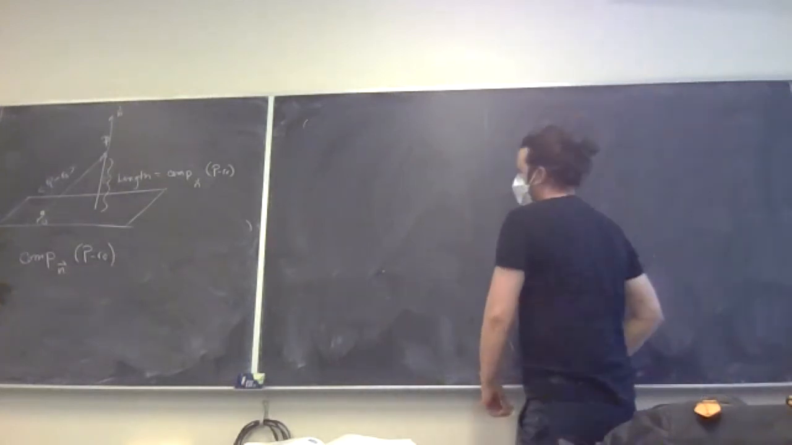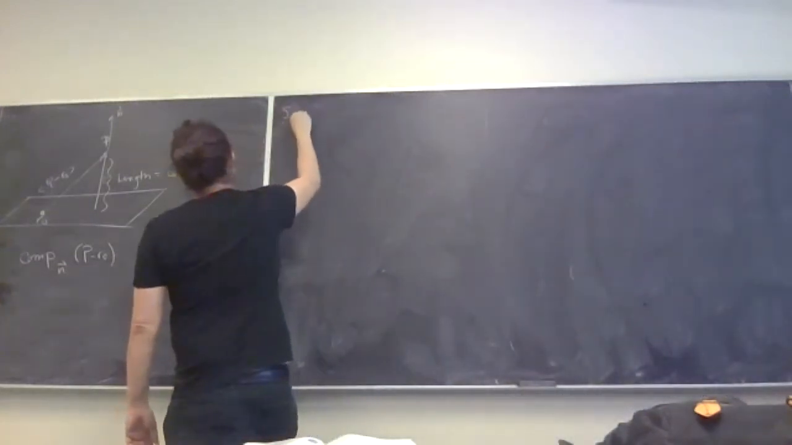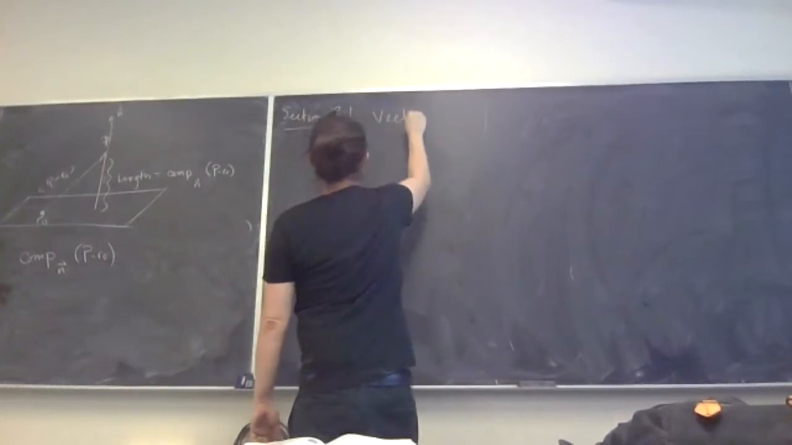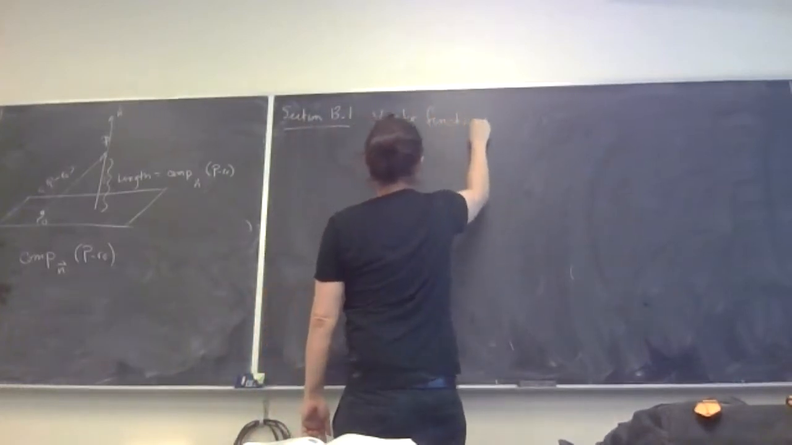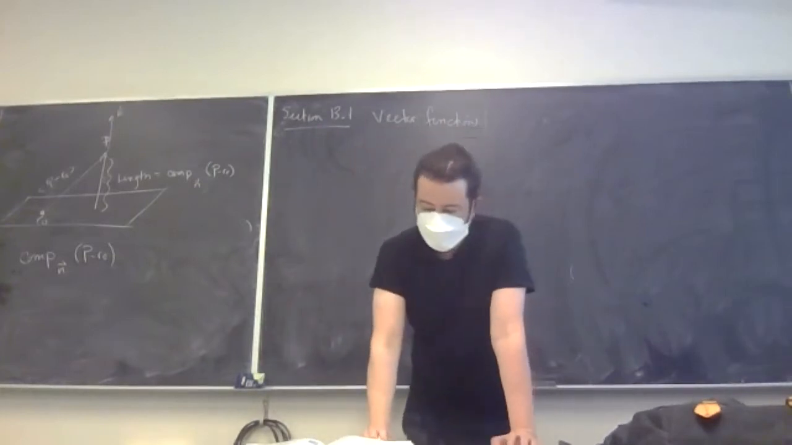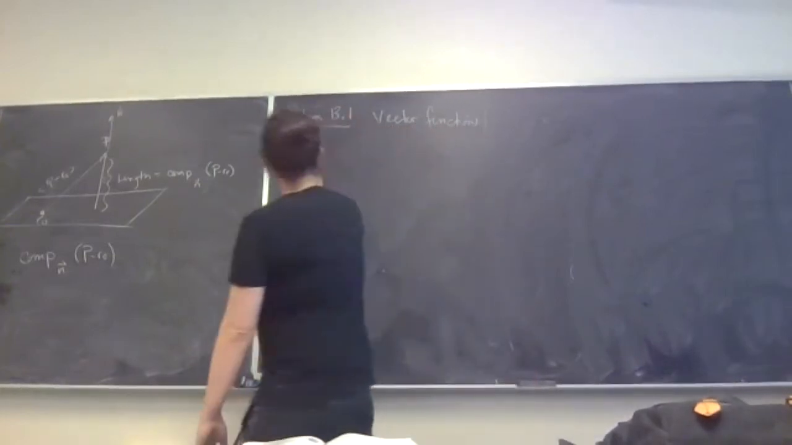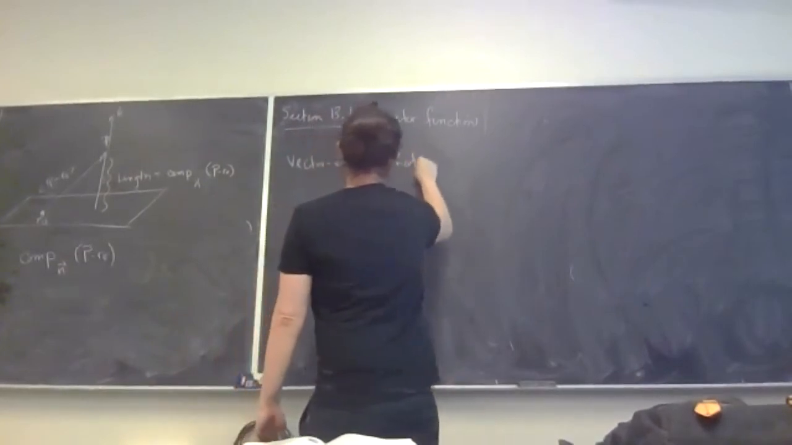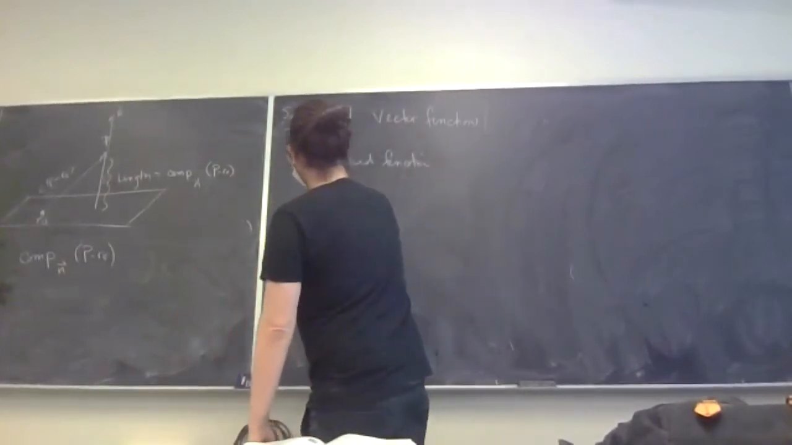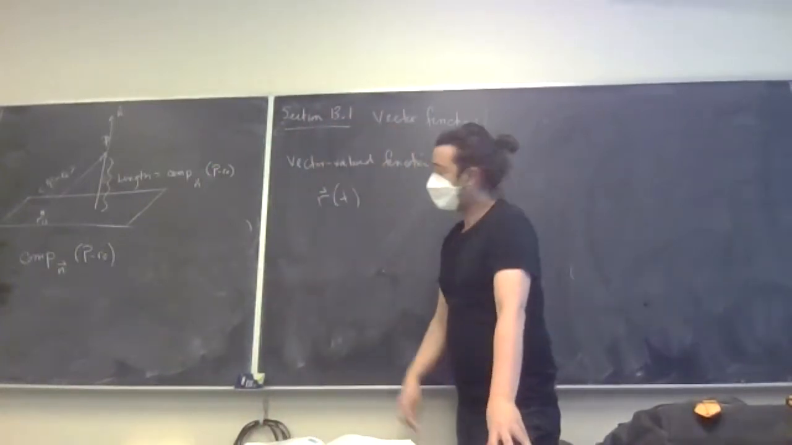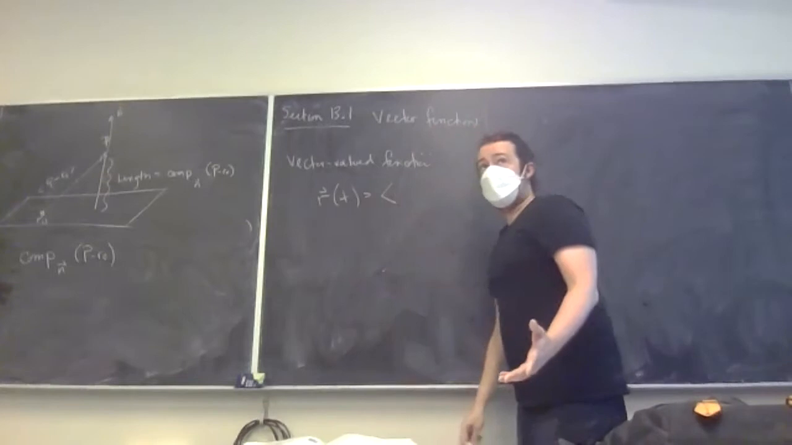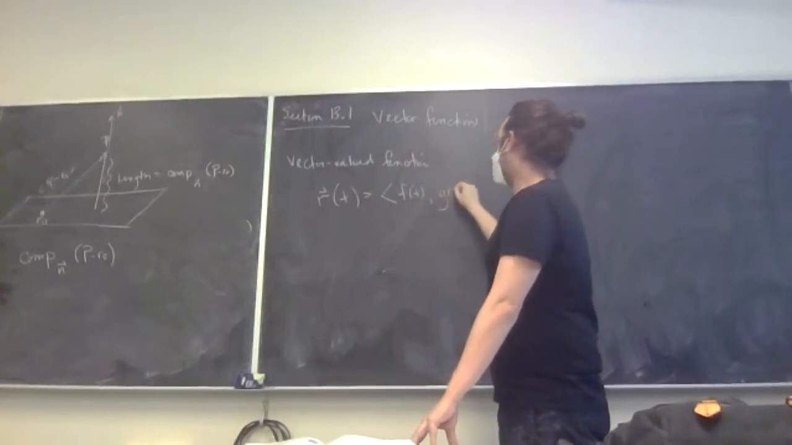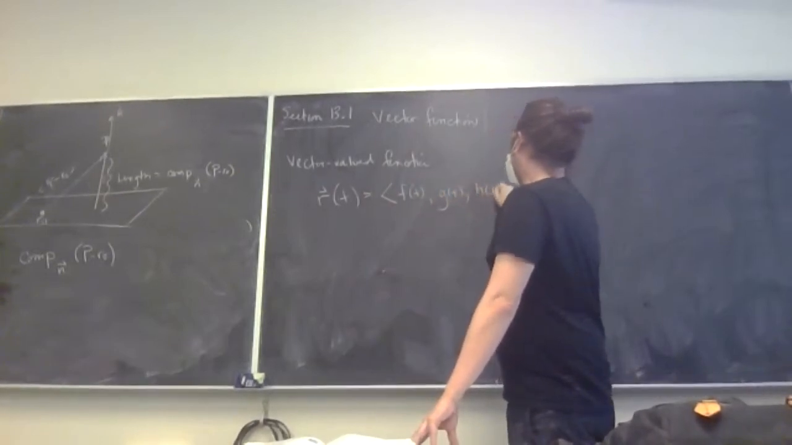Okay, so let's talk about vector functions. A vector valued function is a function r of t that, in 3 dimensions anyway, all that means is that you have an f of t producing the x coordinate, a g of t producing the y coordinate, and an h of t producing the z coordinate.